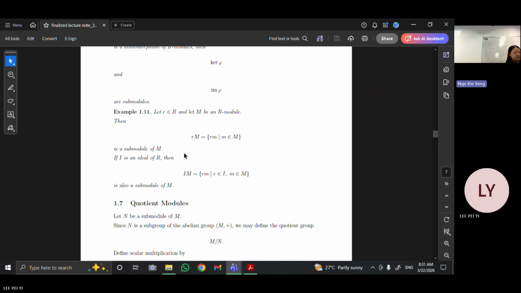So the next example, for r in R, rM is a submodule, and if I is an ideal of R, then IM is also a submodule.